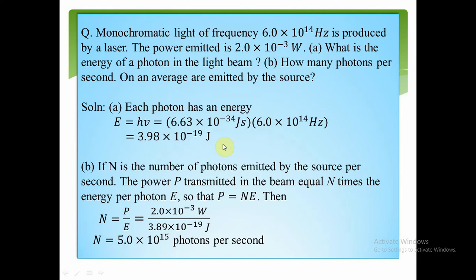Next, he asked you to calculate how many photons are emitted by the source in 1 second. Therefore, if P is the power emitted, N is the number of photons emitted by the source per second, and E is the energy of the photon. The energy of the photon we have already calculated here, and power is given, so P divided by E gives the number of photons emitted.